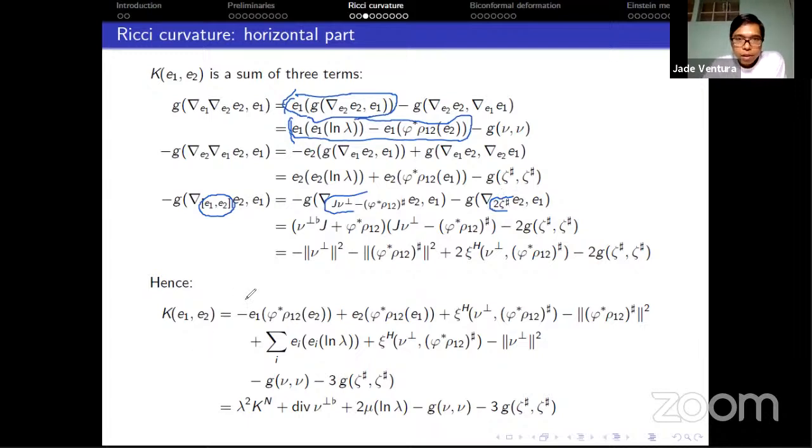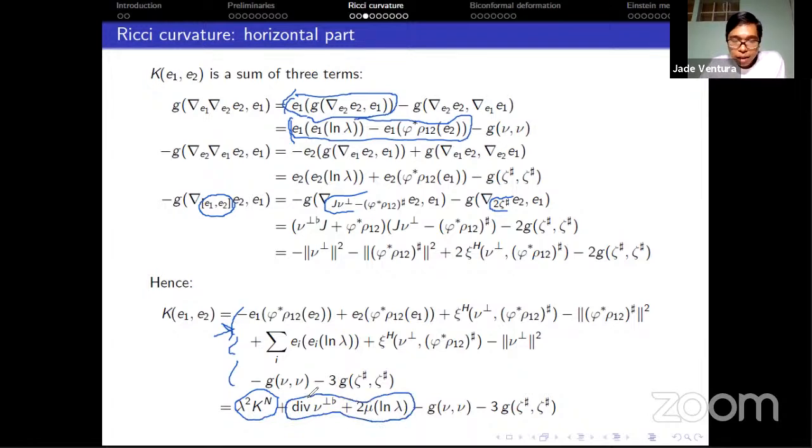Okay, so those three terms we add up. So 1, 2, 3. The first line turns out to be just the sectional curvature of N times lambda squared. The second line turns out to be the divergence of mu perp plus this term.